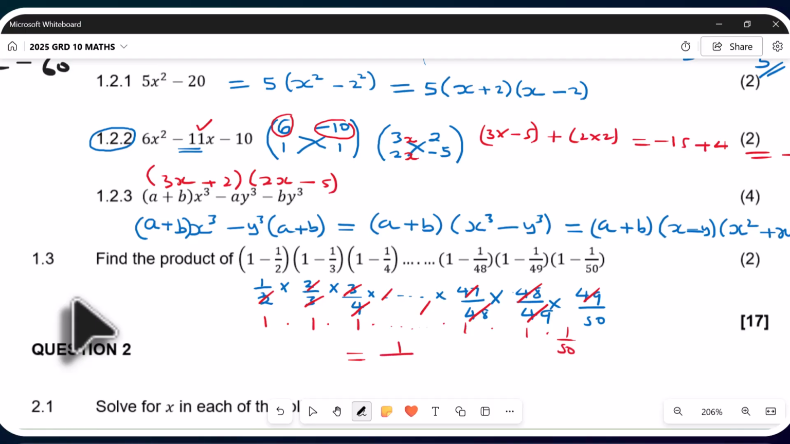It is 6. Yes, 2 times 6 and 6 times 6. So it is 6.